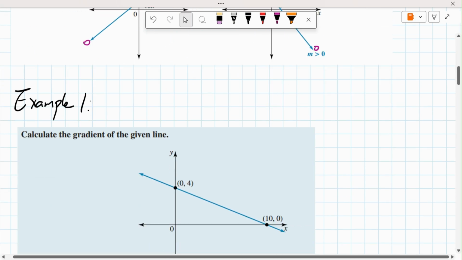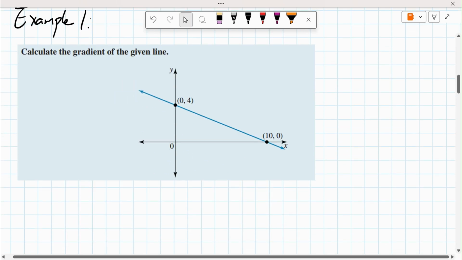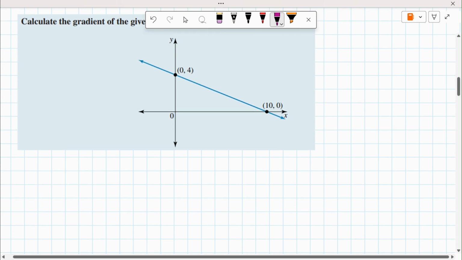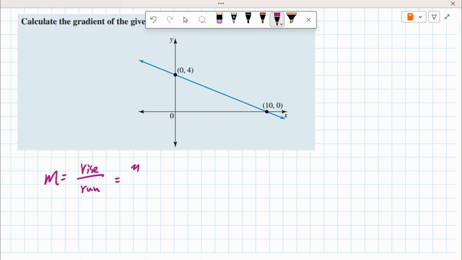So let's start with some examples. First, you have two points, (0, 4) and (10, 0). What's the gradient? The gradient equals rise over run, which is y2 minus y1 divided by x2 minus x1.